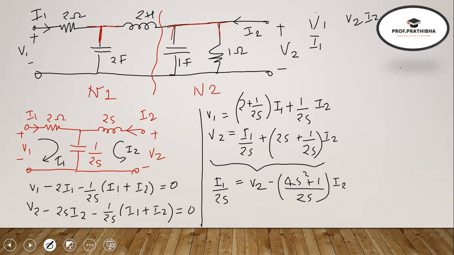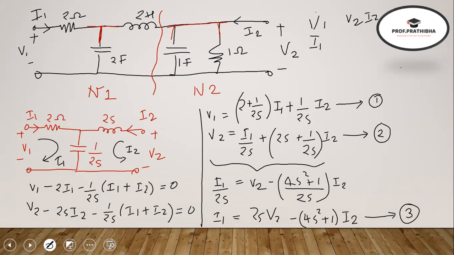So when you place this, you should get I1 is equal to 2s times V2 minus 4s square plus 1 times I2. So just check whether you're getting this equation, because this equation essentially represents that second equation of yours. So this is your first equation, this is your second equation, and what you have done is just rearrange the second equation. You got the third equation. So can you tell me which parameter have you obtained? Is it A, B, C, or D? Which one have you got?